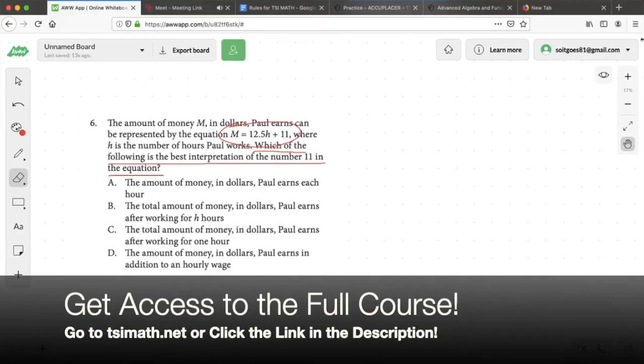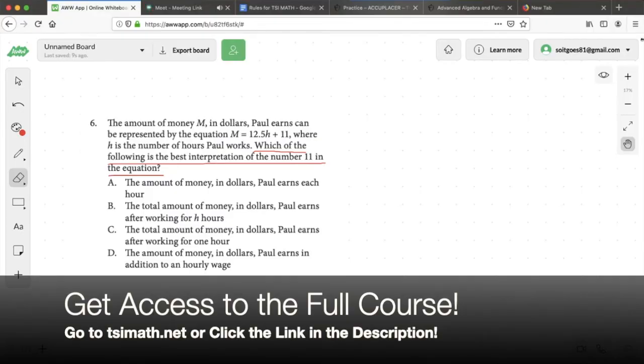But we can make it really obvious by plugging in values for H. Let's make this concrete. We're not just plugging in values for H, we're going to test numbers of hours that Paul is working. Does that make sense? Yes.